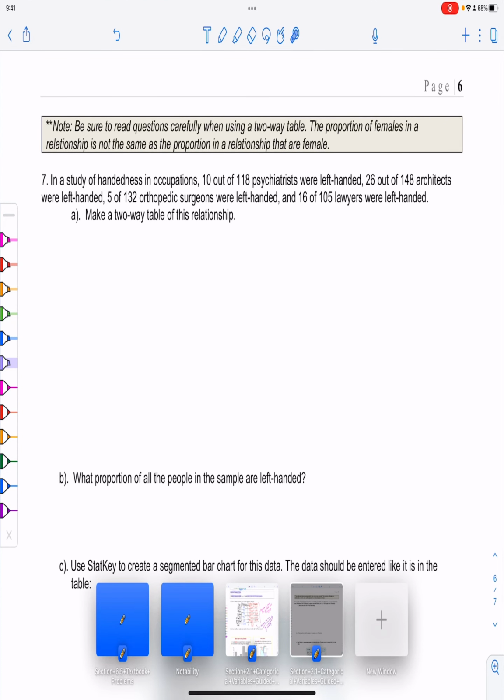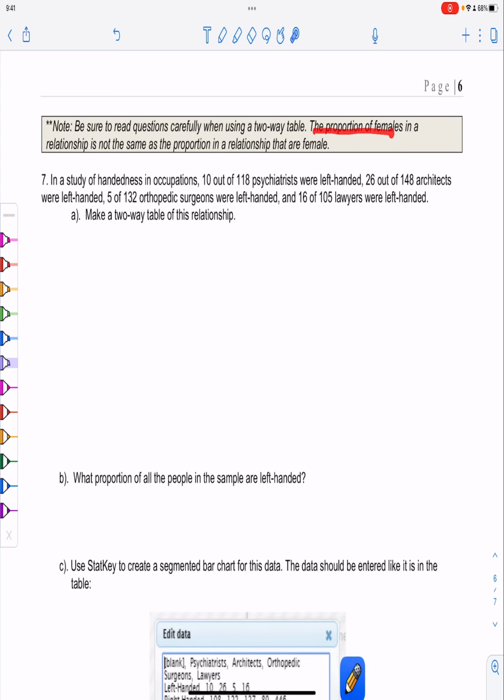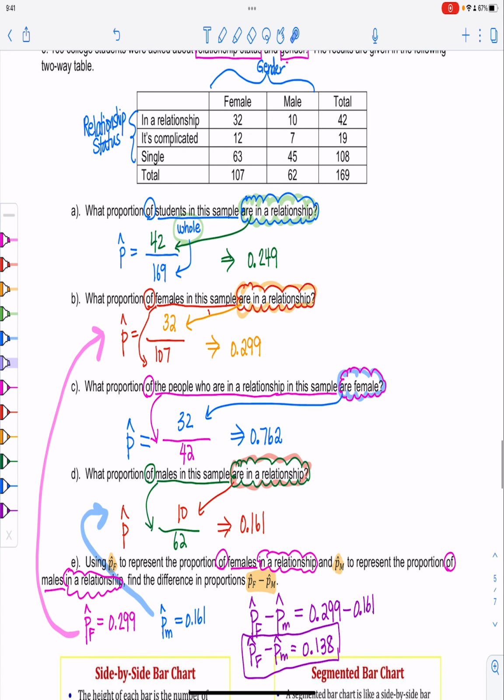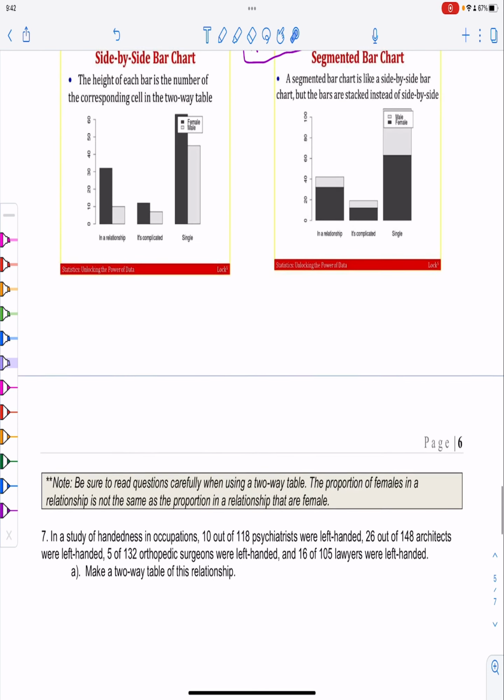Okay. Oh, also, be sure to read the questions carefully. Notice that the proportion of females in a relationship is not the same as the proportion in a relationship that are female. So the proportion in a relationship that are female was 0.762. The proportion of females in a relationship was 0.299. These are not the same. So it's important that you pay very close attention to the wording.